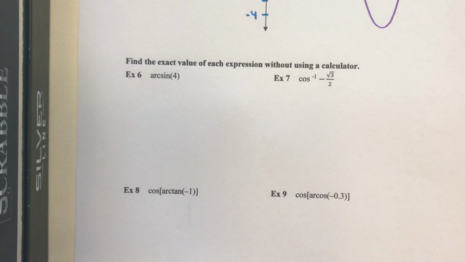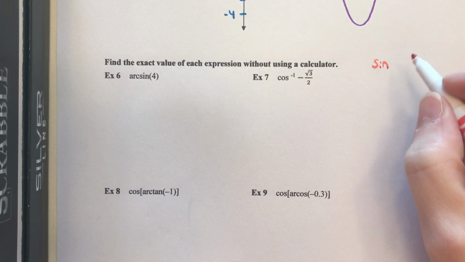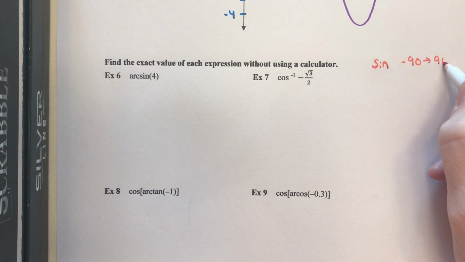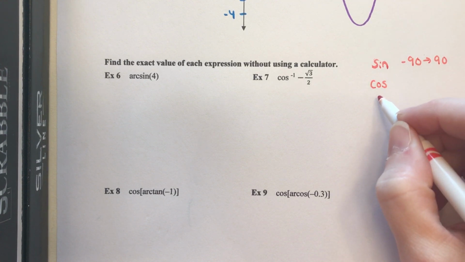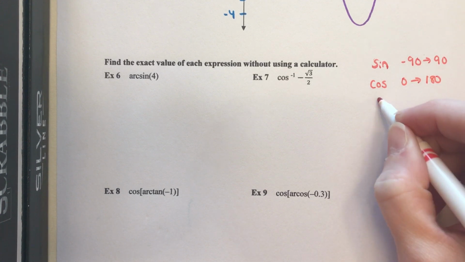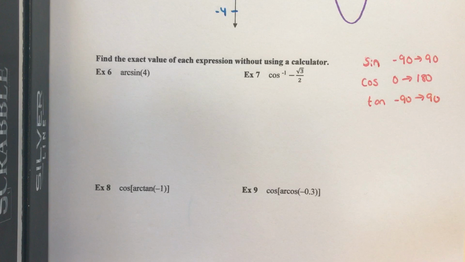Okay, last part here, we have some inverses. For these, you're going to want your unit circle out, and you're going to want to remember what sections the inverse functions work on. So I'm just going to make a list over here. For sine, we're going from -90 to 90. For cosine, 0 to 180. And for tangent, -90 to 90. So that helps us determine what quadrants we're looking in.